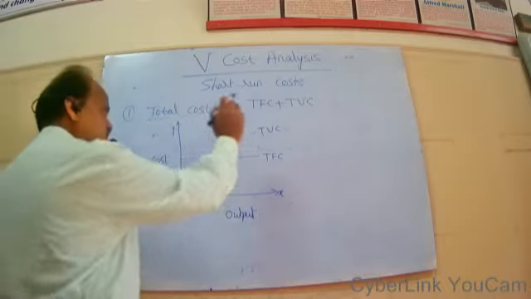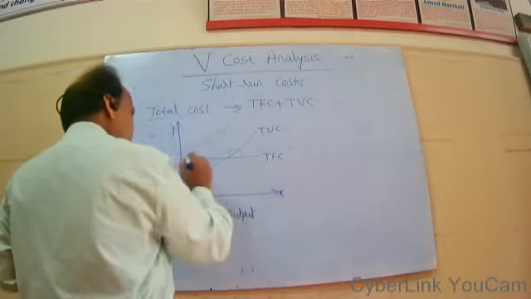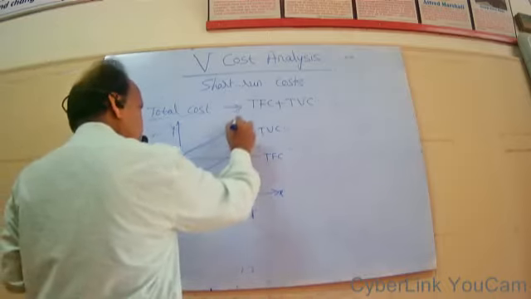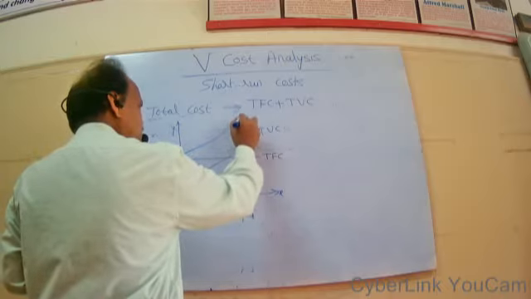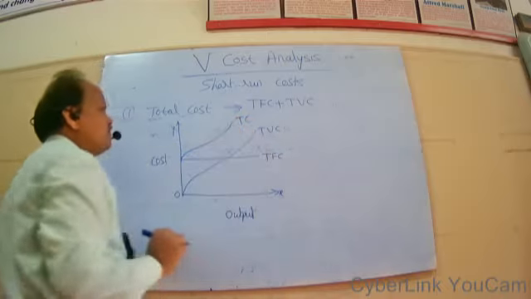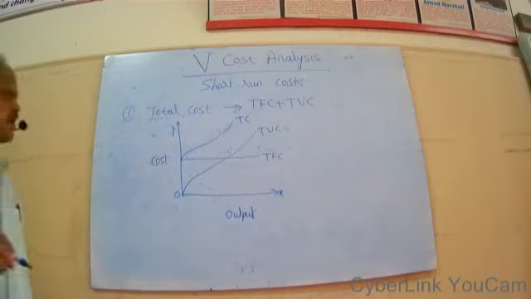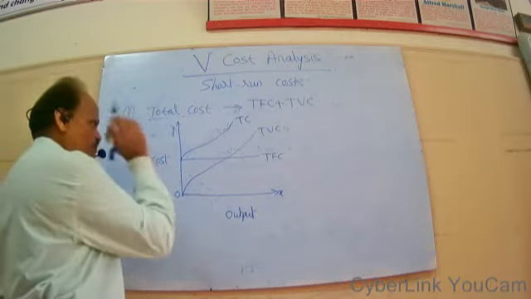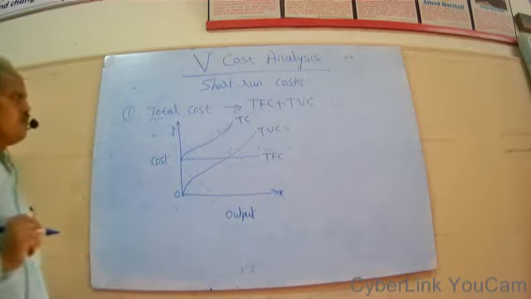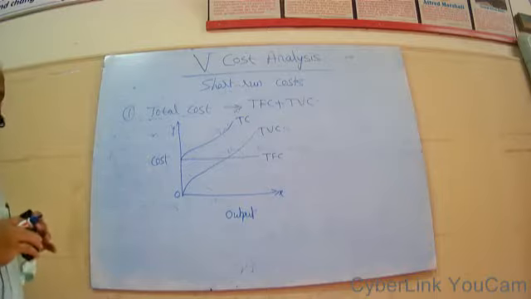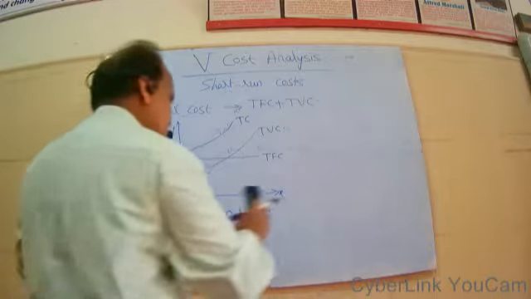To get total cost curve, add these two curves. So this is total cost curve. It starts from here. So this is the total cost curve.